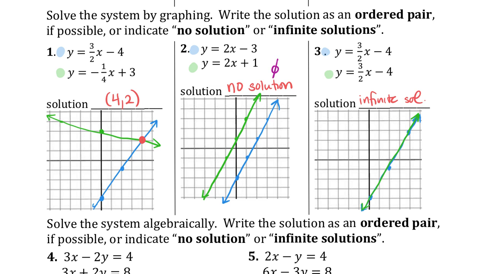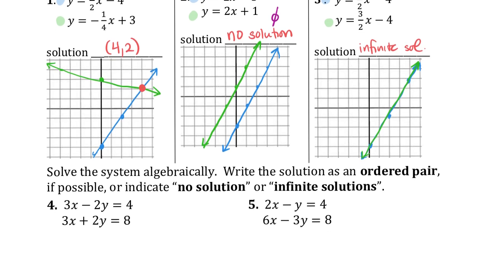Okay, and then for the last graph, I graphed the first one and I graphed the second one, and they're exactly on top of each other. So every point along this line is a solution. So there are infinite solutions. There is not an abbreviation for writing infinite solutions. I know there is a symbol for infinity, but when you write infinity, you're saying infinity is the solution, which it's not. So we're going to write infinite solutions.